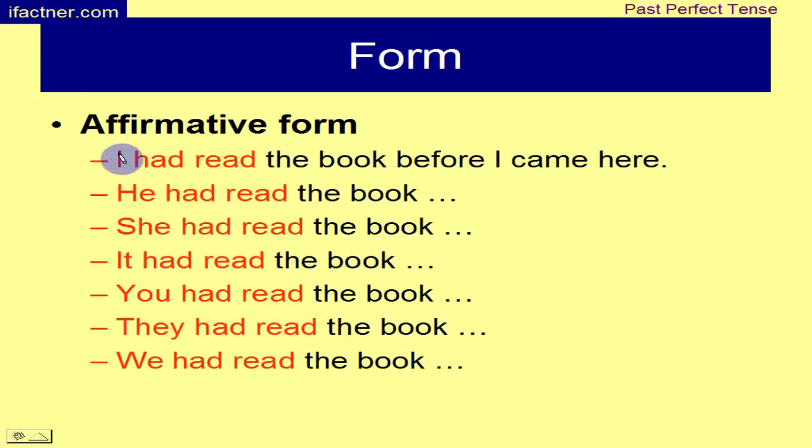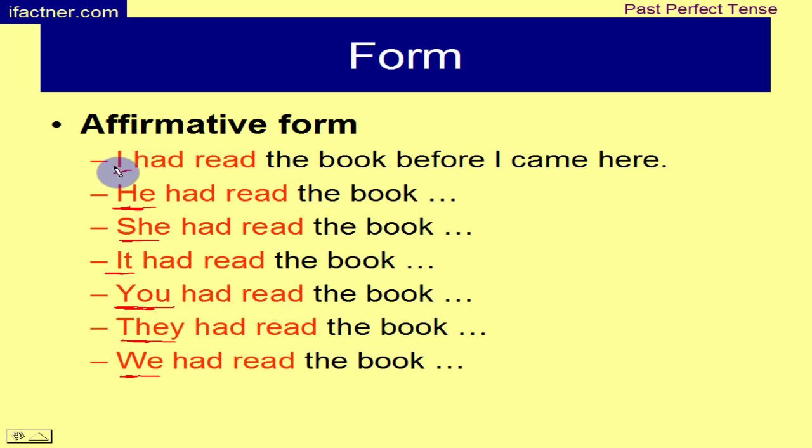Let's see how we use past perfect tense with different pronouns. I had read the book before I came here. He had read the book. She had read the book. It had read the book. You had read the book. They had read the book. We had read the book.